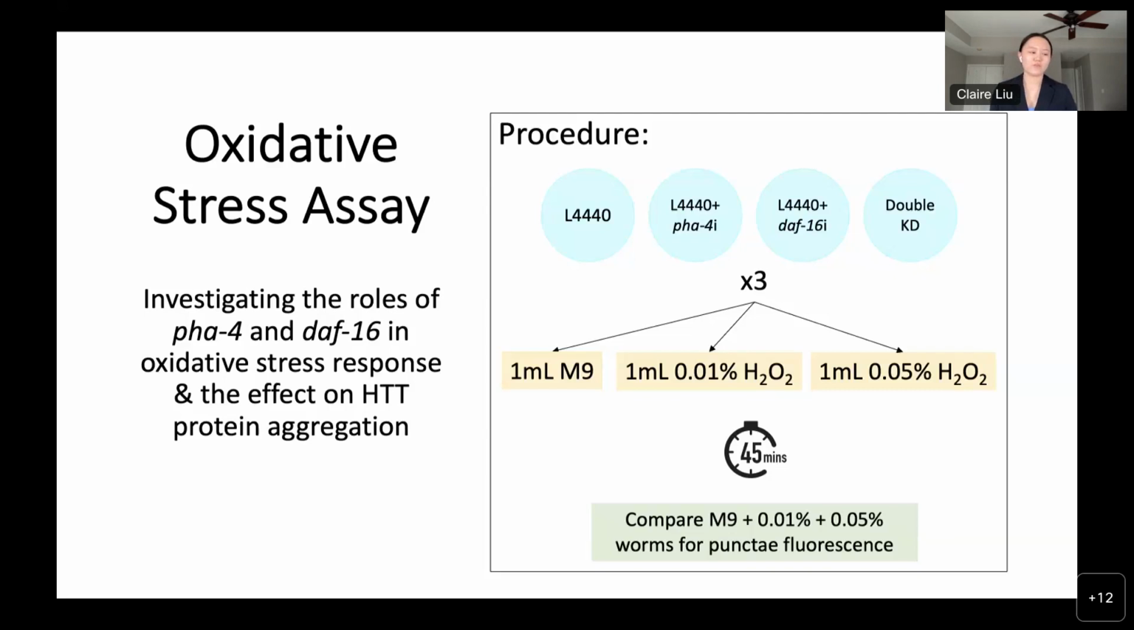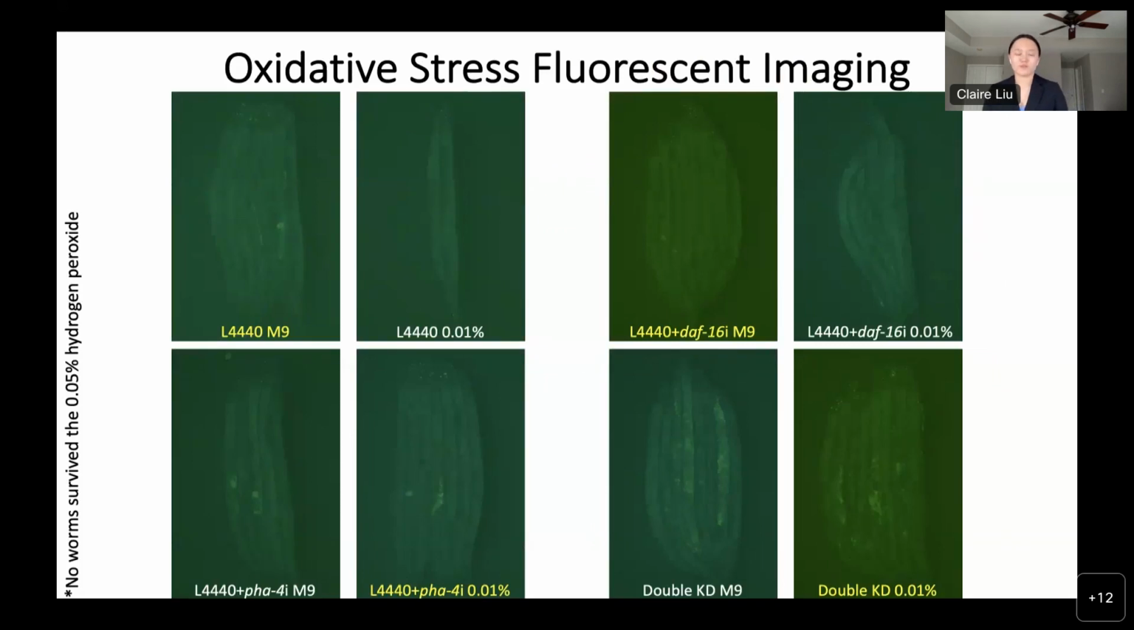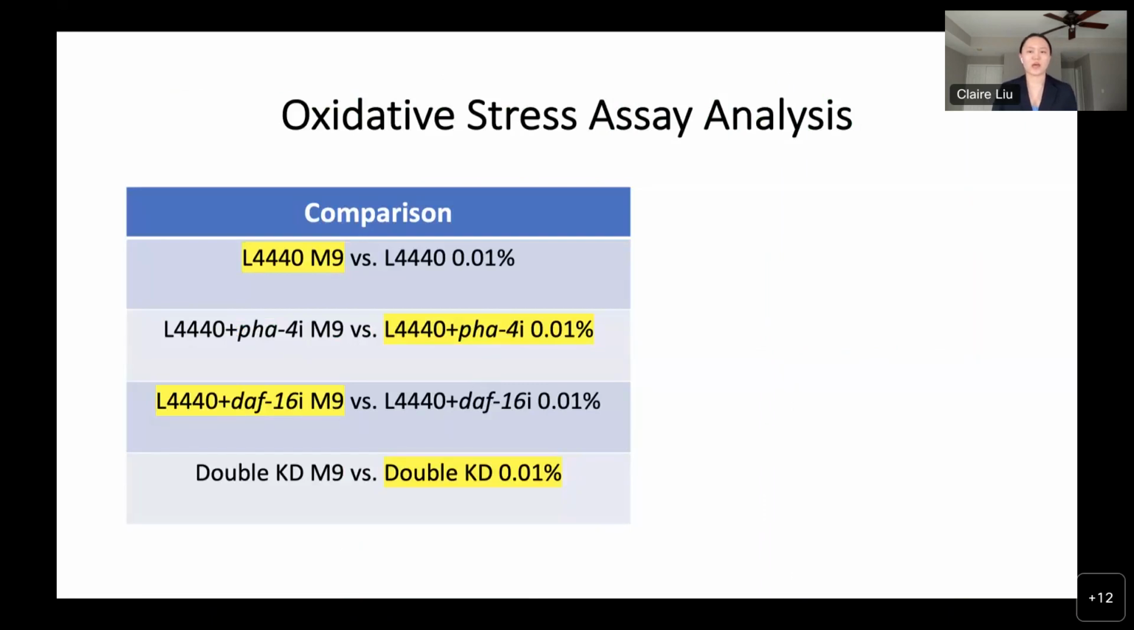And after 45 minutes, I imaged them again to analyze fluorescence. Now, unfortunately, after the 45 minutes, when I looked back at the worms, I had no surviving worms in the 0.05% hydrogen peroxide solution. And I also had varying degrees of survival rates in the 0.01% solution. And this resulted in inconsistencies in sample sizes. So this would definitely be another possible room for error. However, I still imaged the surviving worms and looked at which ones seem to have more fluorescence qualitatively.